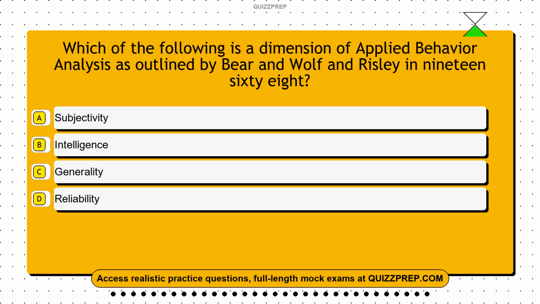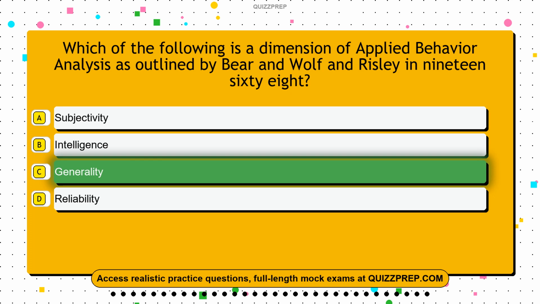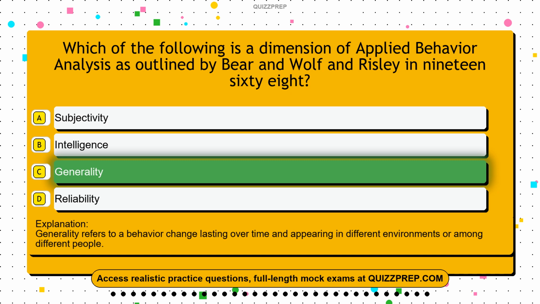Question 9. Which of the following is a dimension of applied behavior analysis as outlined by Baer and Wolf and Risley in 1968? Option A, subjectivity. Option B, intelligence. Option C, generality. Option D, reliability. The correct answer is option C, generality. Generality refers to a behavior change lasting over time and appearing in different environments or among different people.